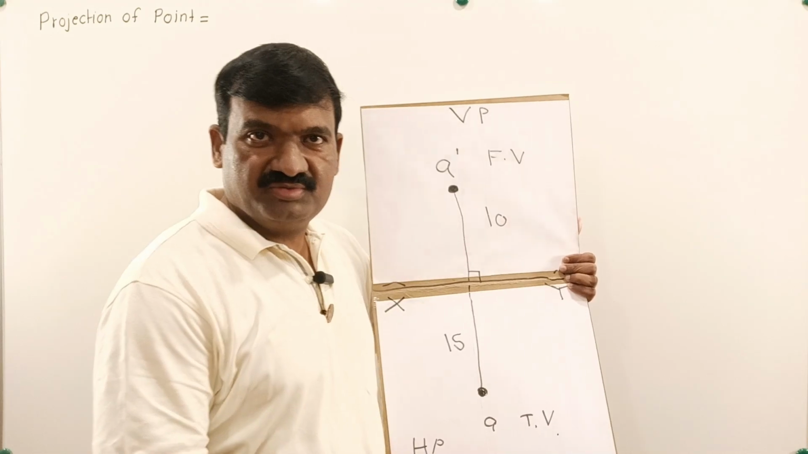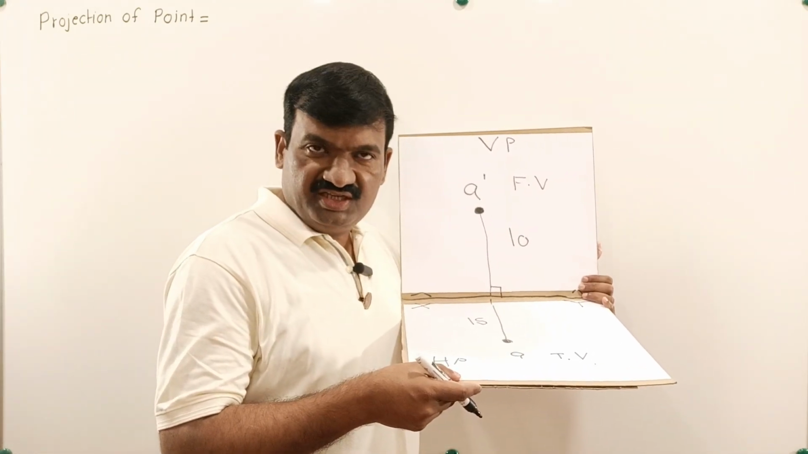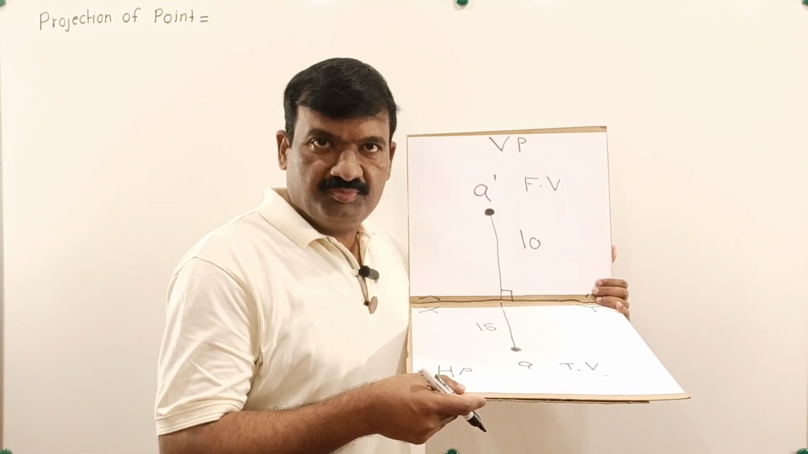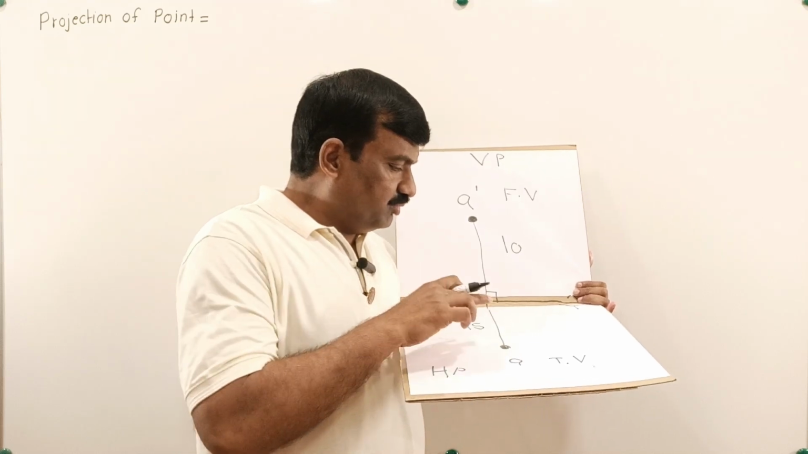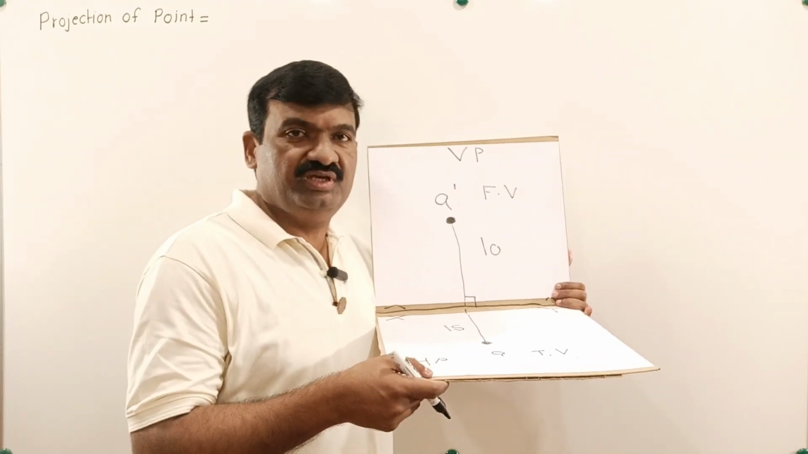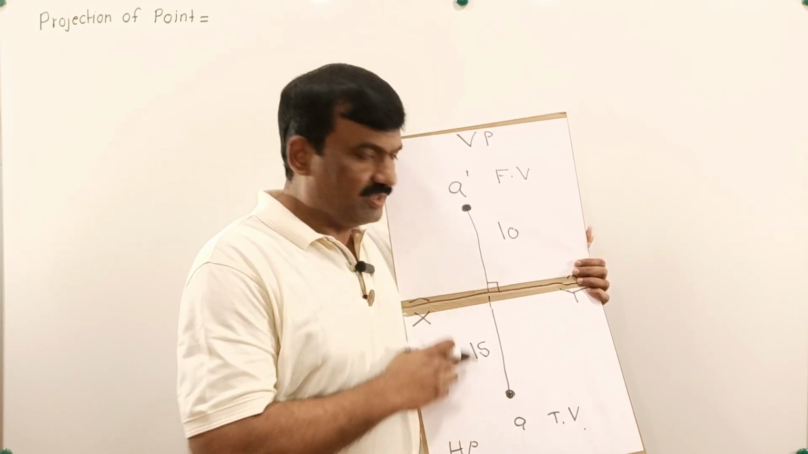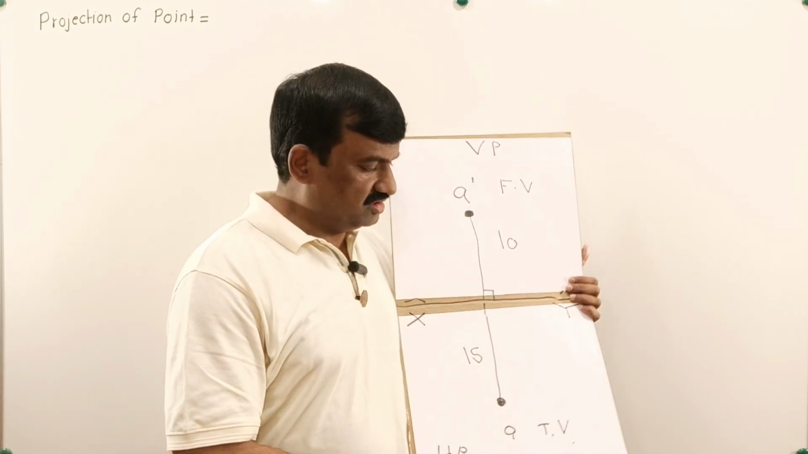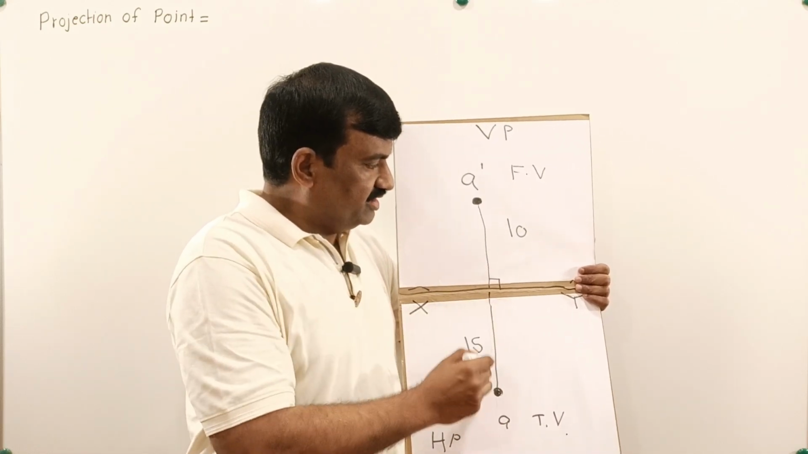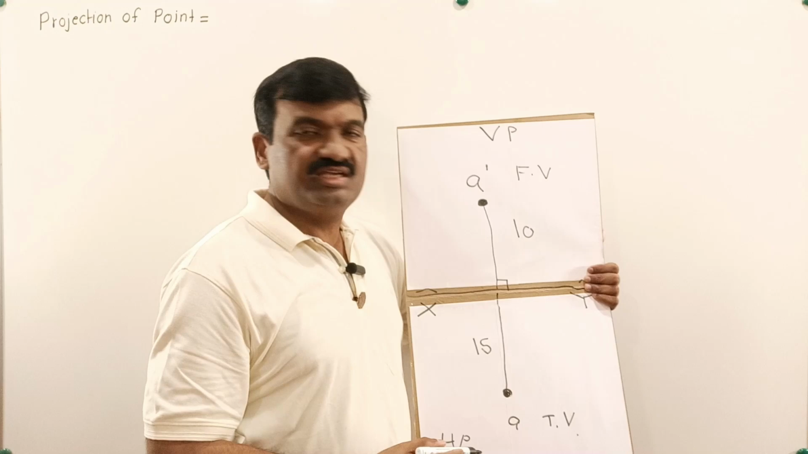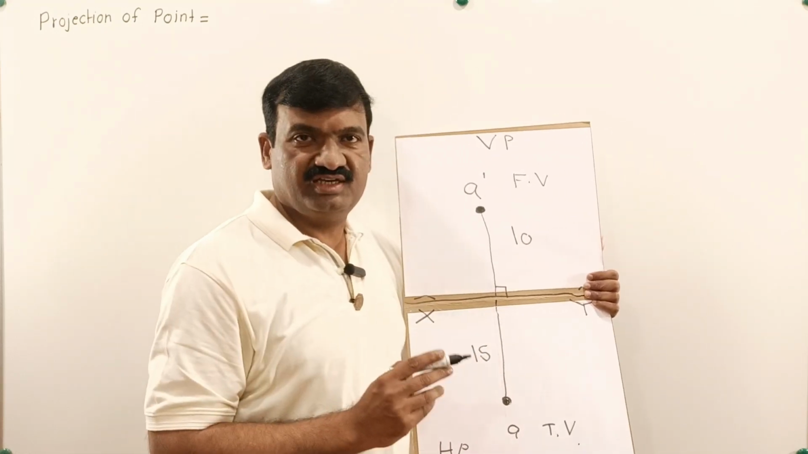Which was the first concept I told? When any point is 10 mm above HP, its meaning is that the front view of the point is 10 mm above the XY line. Second, when any point is 15 mm in front of VP, its meaning is that the top view of the point is 15 mm below XY. And the third important concept is that the front view and top view of the same point are always present on one and the same projector, and that projector is perpendicular to the XY line.